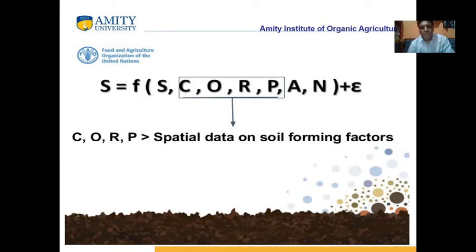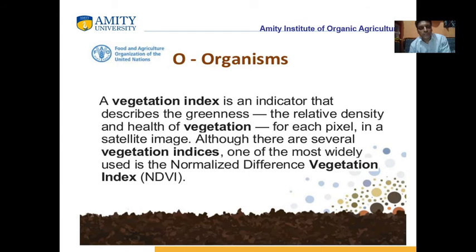Age or time factor is well known, because soil formation takes place over a longer age. And spatial position and spatial variations are also taken into account for studying the conditions of soil. O stands for vegetative cover or organisms. It is measured by analysis of NDVI, that is Normalized Difference Vegetation Index.